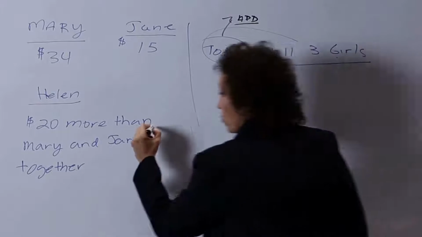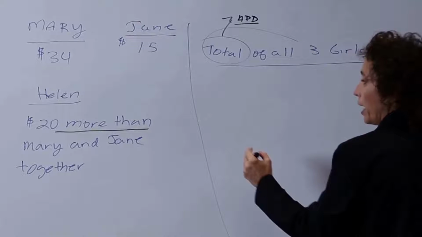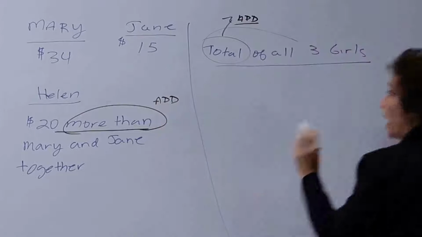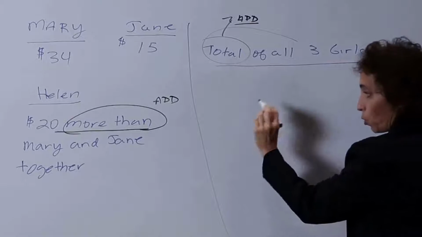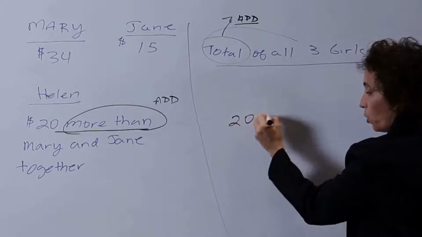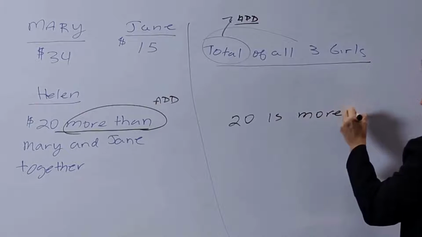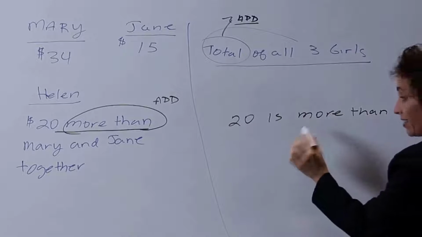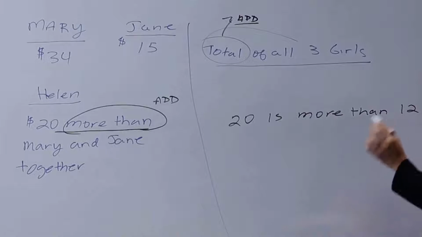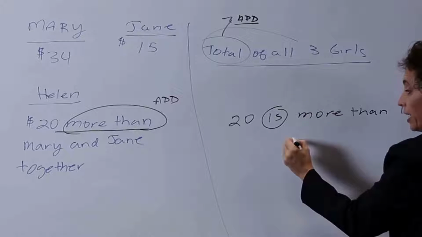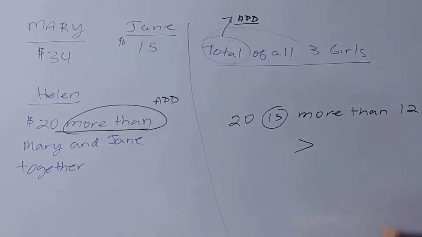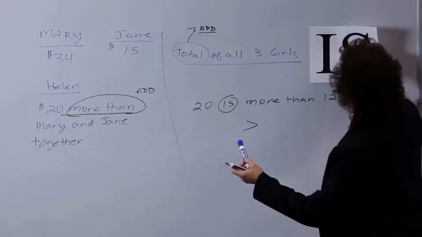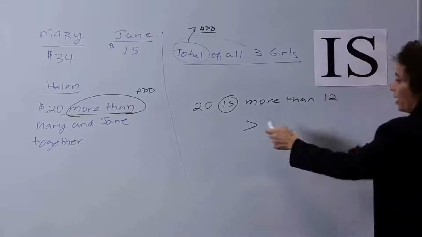Then we have this phrase, more than, okay? The phrase more than also tells us to add. But I don't want you to confuse more than with is more than, so watch this. If I have 20 is more than 12, okay, that is not a plus, that is not addition. Is more than, because of the word is, is the inequality symbol. The is so important because the is changes an addition symbol to an inequality symbol.